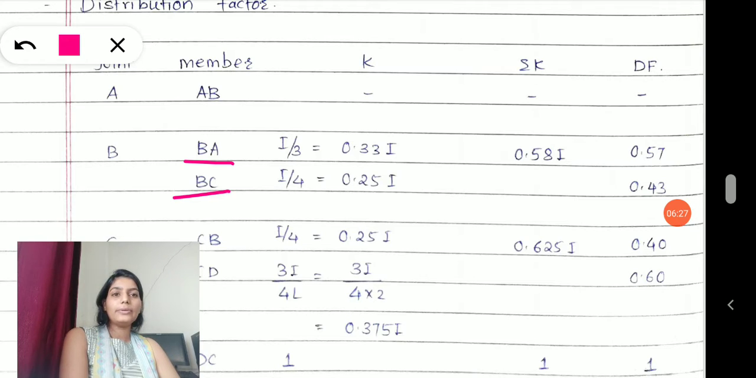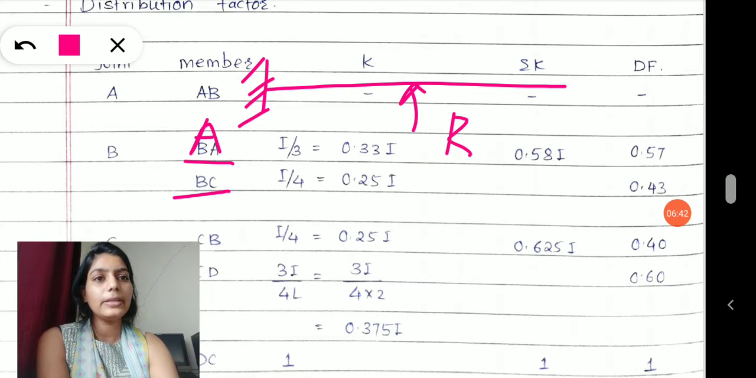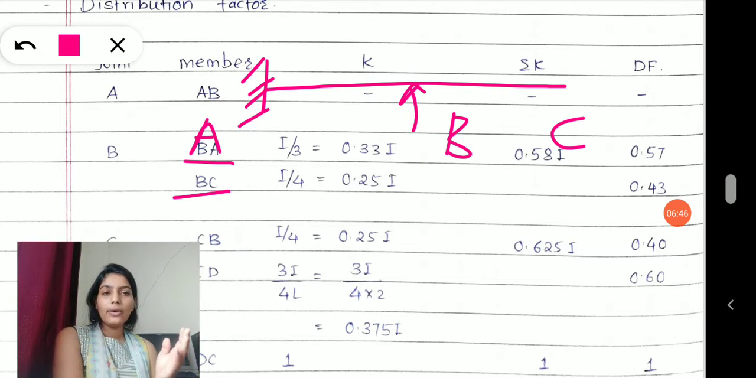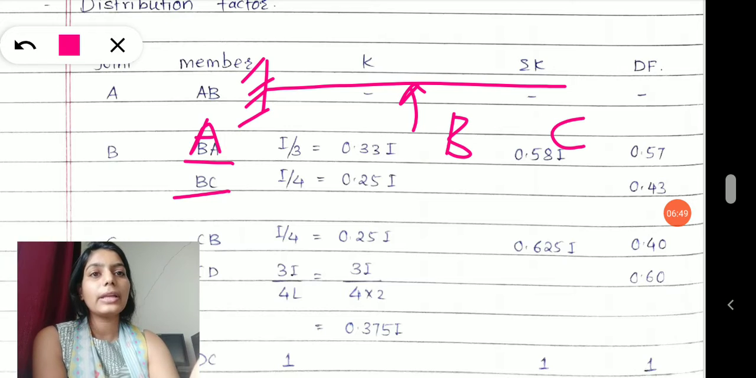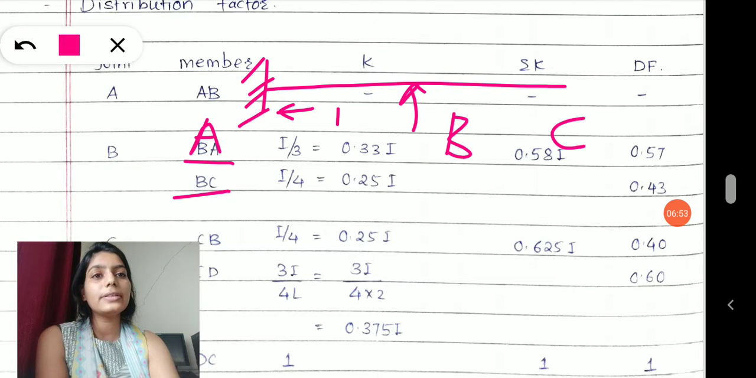At BA you have a value I by 3, and at BC you have a value I by 4. Now what is I by 3 and I by 4? See here, it is a simple formula for calculating K. From joint B you have BA and BC. For BA, look at the far end, it is a fixed end. Therefore the formula for K value is I by L.